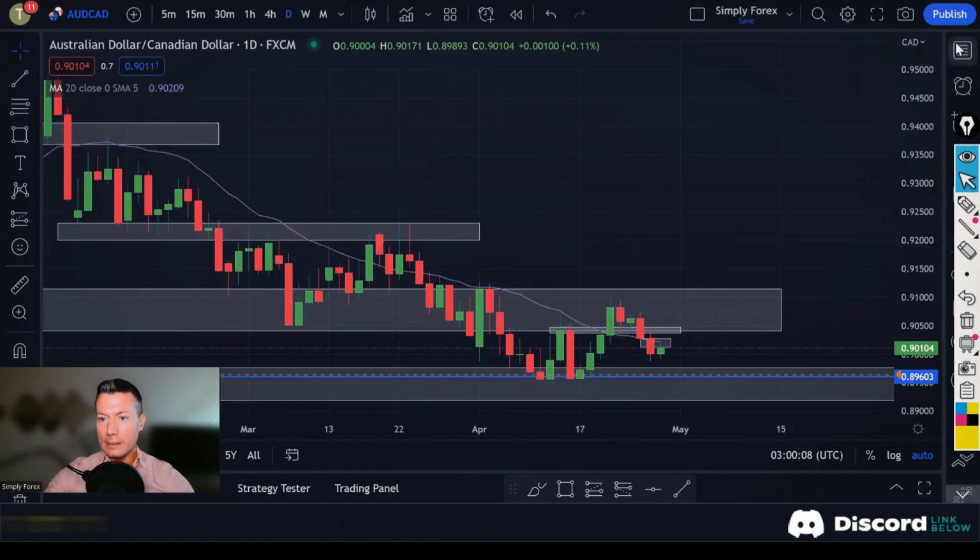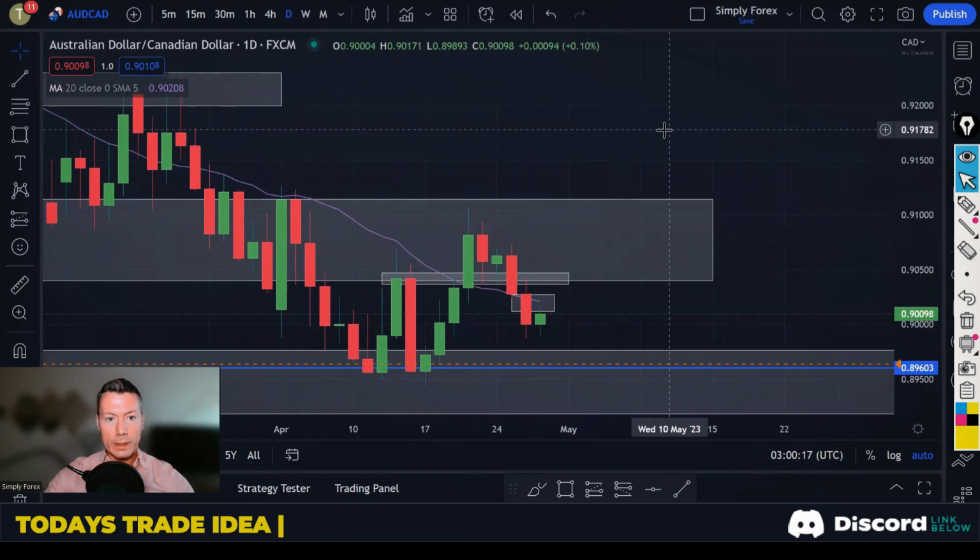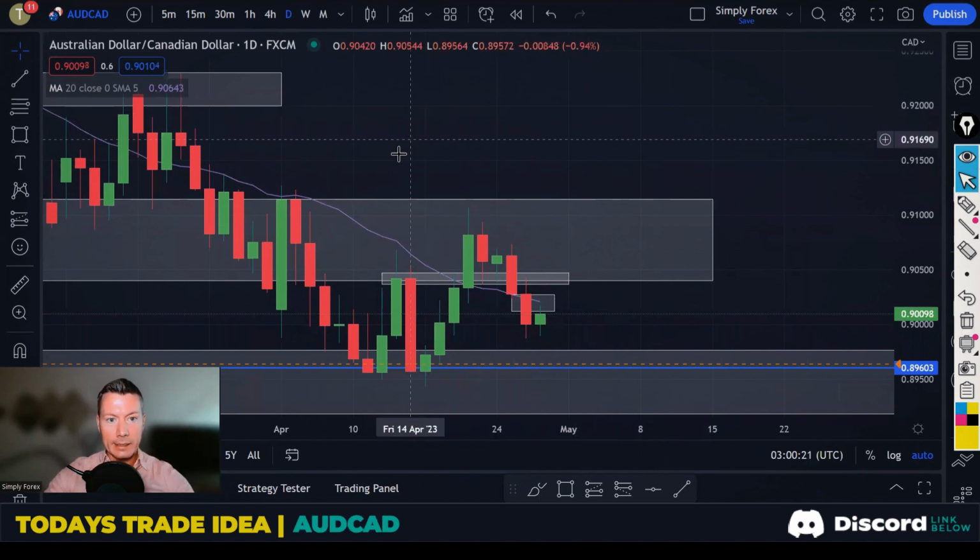Let's look at the trades for today, guys. We're going to have a little bit of deja vu to start with, but we've got 4 trades we're looking at today. The first one is this. This is Aussie dollar against the Canadian dollar, and we were trading this from yesterday, guys.